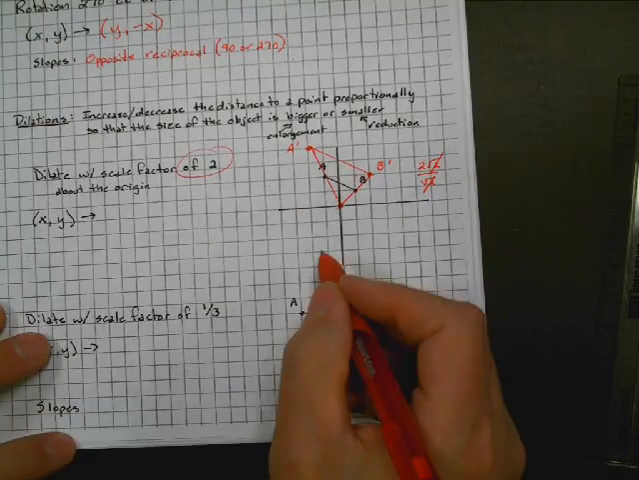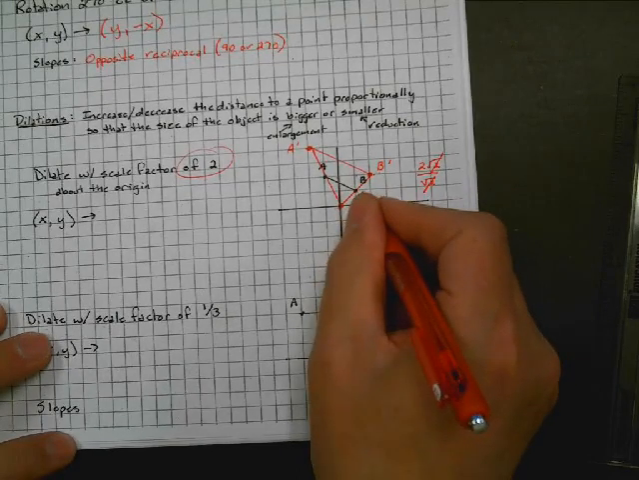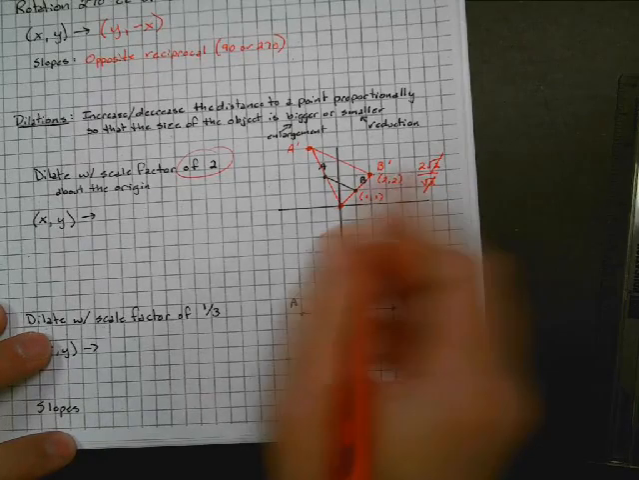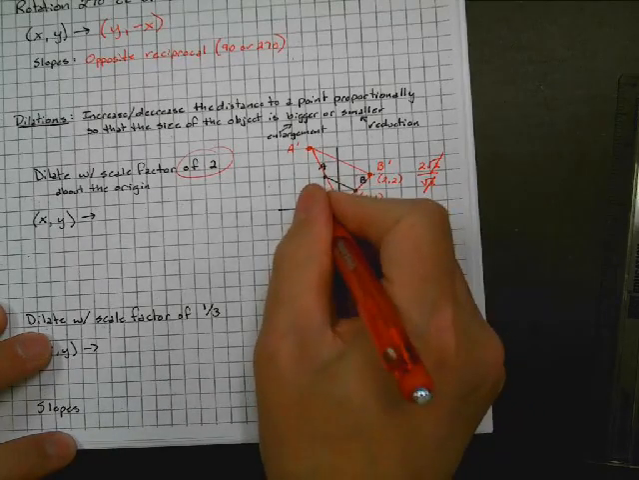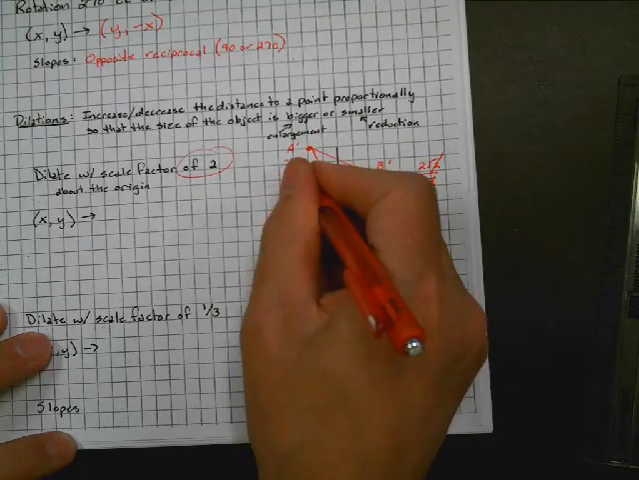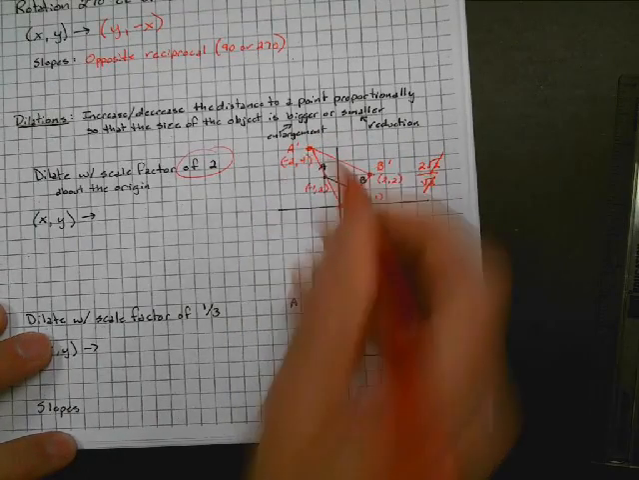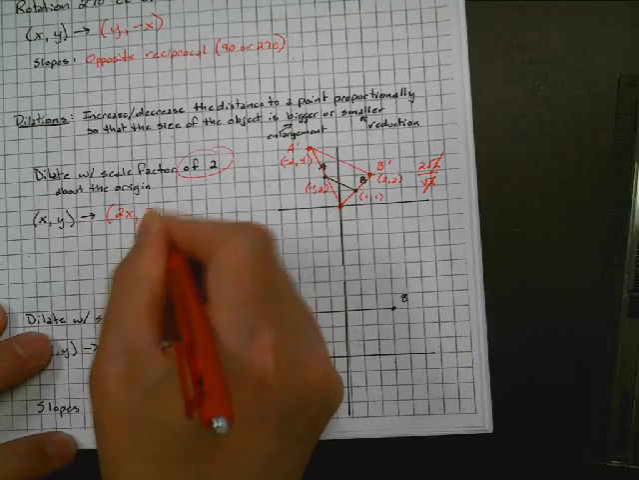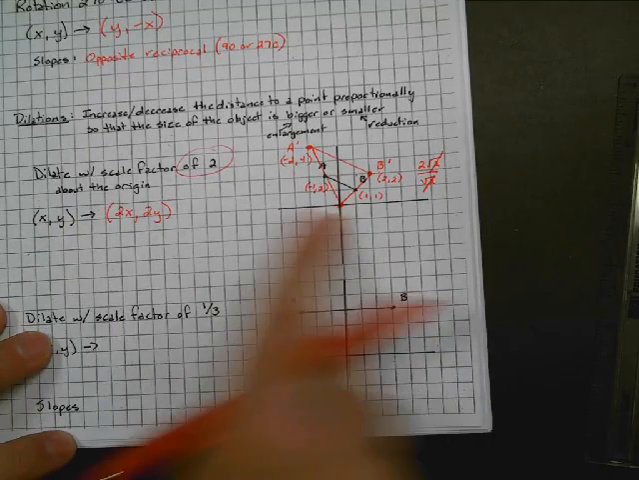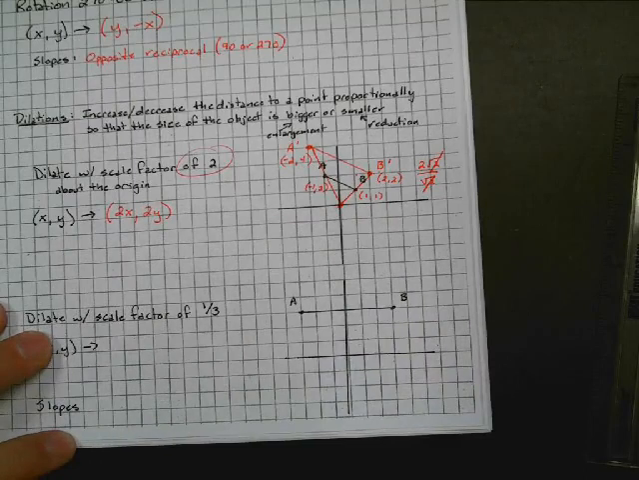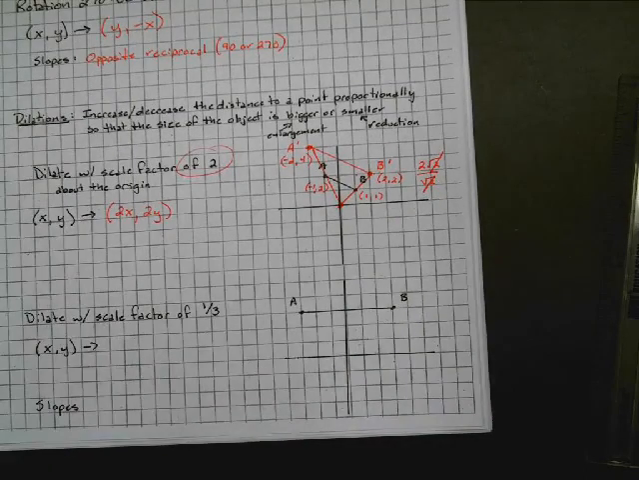Now, what's happening between these points? Well, this point was (1, 1), and now it is (2, 2). This point was (-1, 2), and this point is now (-2, 4). So what's happening with our dilation? This is (2x, 2y). So when I dilate about the origin, whatever my scale factor is, I just multiply the coordinates by the scale factor, and that tells me where the new coordinates should be.